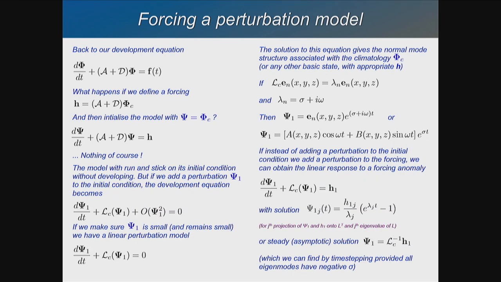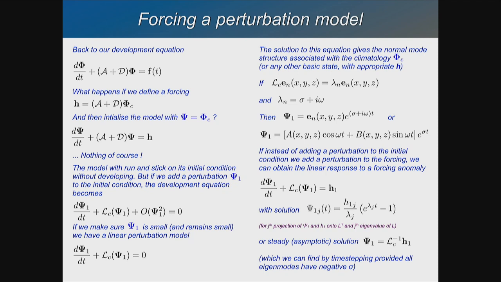So let's go back to this equation again and wade through some technical stuff here. But how about, instead of defining a forcing G equals F bar, let's just define a forcing H, which is equal to A plus D acting on the climatology. So it's not the average of A plus D acting on the data, it is A plus D acting on the average of the data, okay? Now, what happens if I force the model with that and if I initialize with the climatology? Well, nothing, of course, because H is equal to this, right? And if my initial condition is that, then there'll be no development. H will directly cancel the model acting on its initial condition.